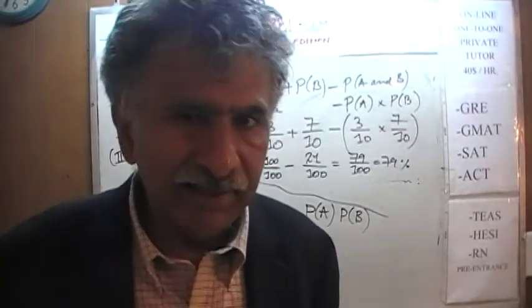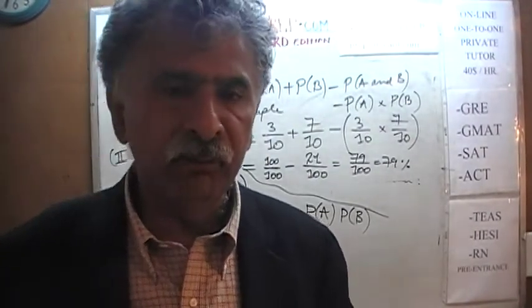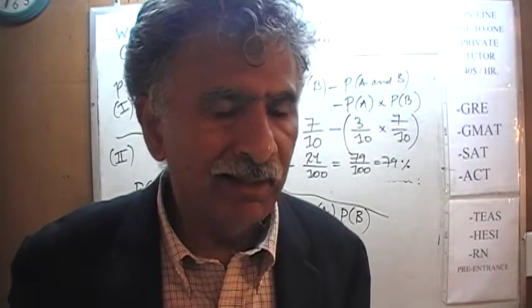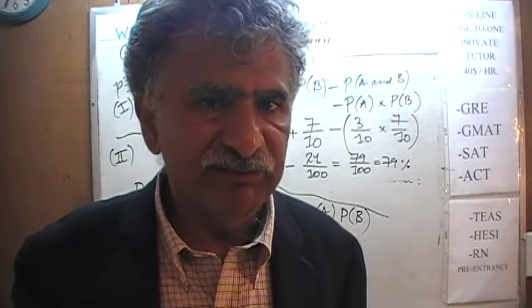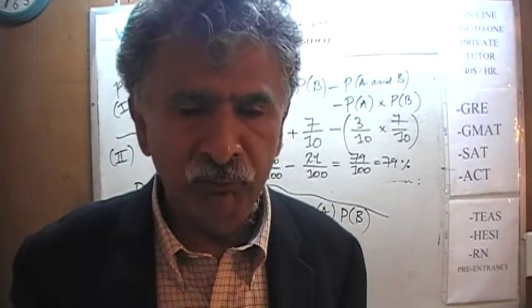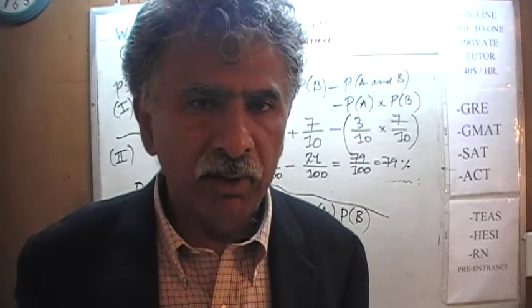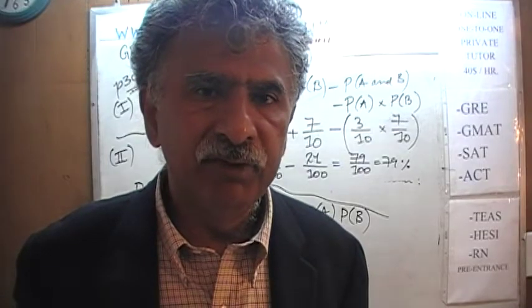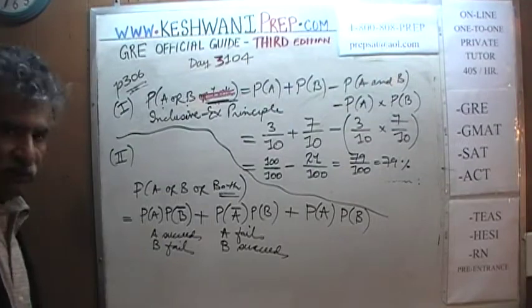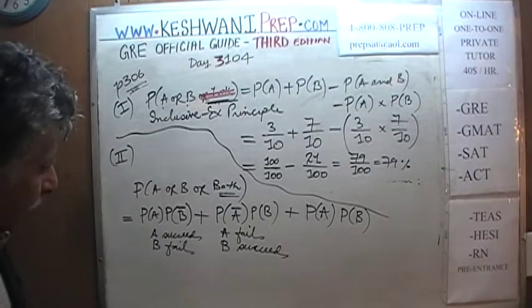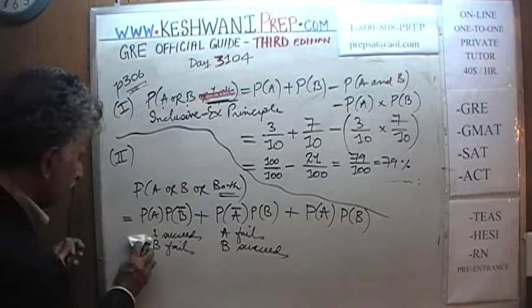Given the fact that they are independent events, they have to be independent. In other words, the probability of one event cannot influence the probability of the other event. The odds of either A or B succeeding has absolutely no influence, no impact, no barrier on the odds of the other one succeeding or failing. Do you understand? Let's see what we can do here, and let's see what answer we'll get out of this one.